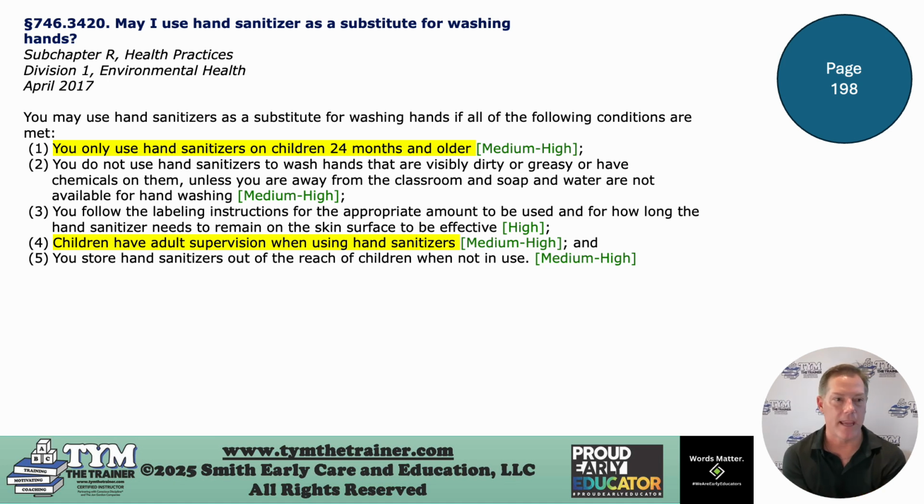It is going to tell you that you can use hand sanitizer in certain situations. Hand sanitizer cannot be used with children under 24 months of age. So hand sanitizer can only be used for children over 24 months of age when soap and water is not available. If soap and water is available, then soap and water must be used. All right. If the hands are visibly dirty or visibly greasy, then you have to use soap and water. All right. But if you're on the field trip, if you're outside on the playground for your children older than 24 months, then in that case, hand sanitizer can be used.